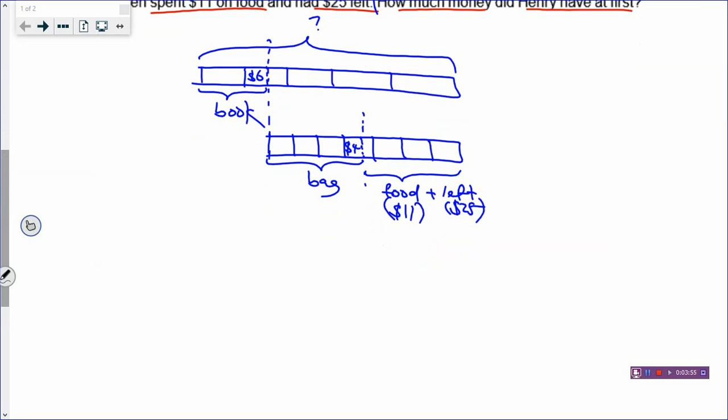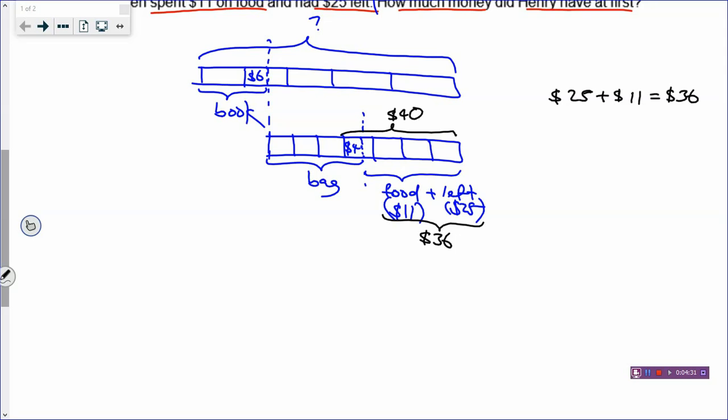Yes, I can. I can find how much is the food and the leftover, which is $36. Of course, you need to show your steps for how you get 36. In your exam, please show the steps, because these are what give you your method marks. The model doesn't give you the method marks, it's the steps. If this is $36, then how much is 4 boxes? 36 plus 4 is $40.